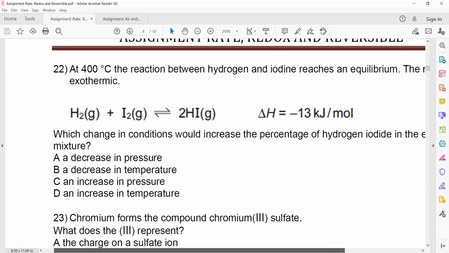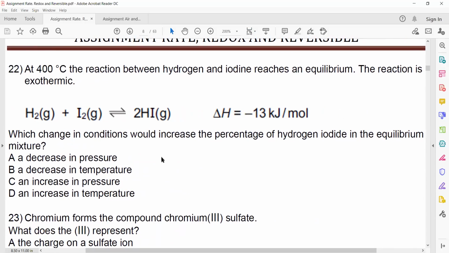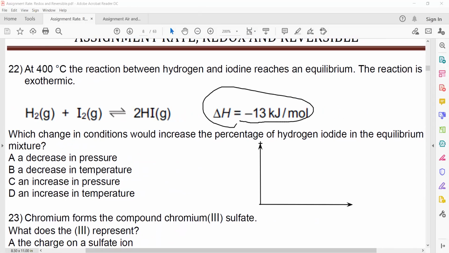In this question, question 22, at 400, the reaction between hydrogen and iodine reaches equilibrium. The reaction is exothermic, because the energy change is negative. The question is, which change in the condition would increase the percentage of hydrogen iodide in the equilibrium mixture? The reaction is exothermic, meaning the reactant has more energy and the product has less energy.